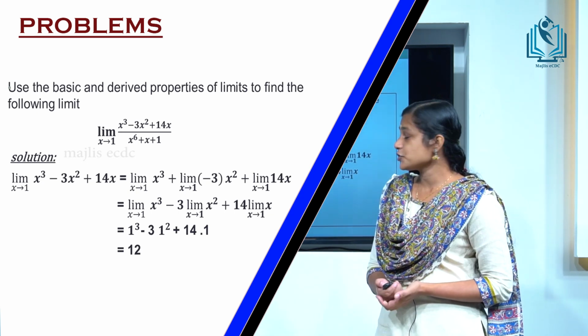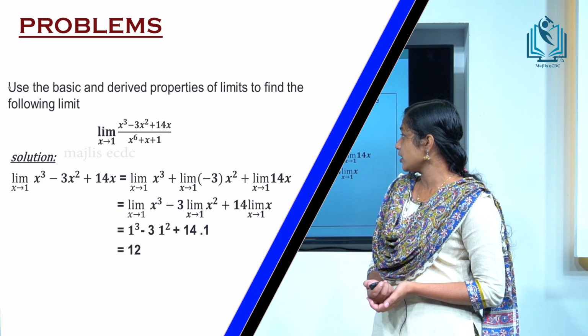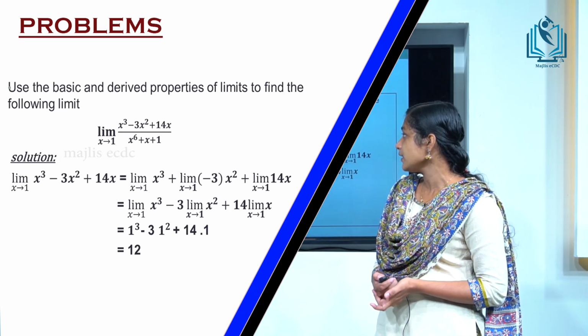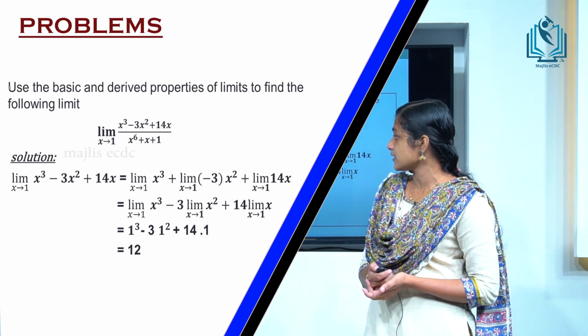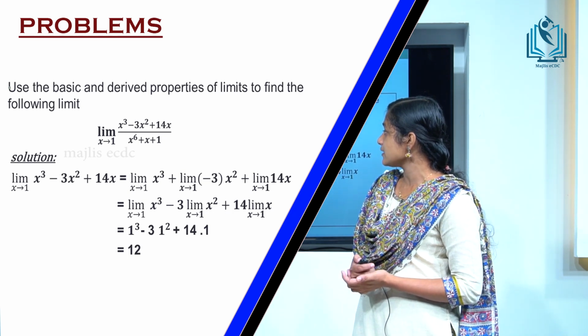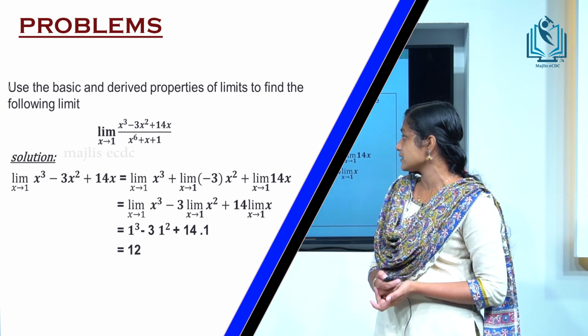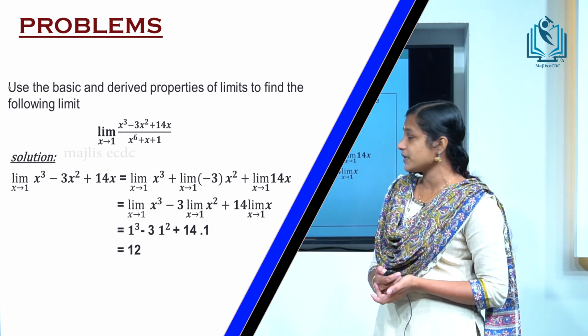Then limit as x tends to 1 of (x cube minus 3x square plus 14x) divided by (x raised to 6 plus x plus 1) can be rewritten as limit as x tends to 1 of (x cube minus 3x square plus 14x) divided by limit as x tends to 1 of (x raised to 6 plus x plus 1).